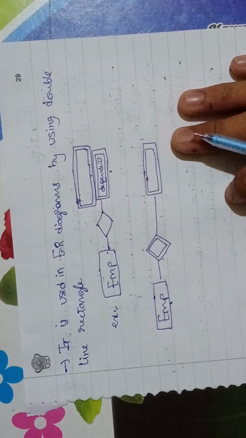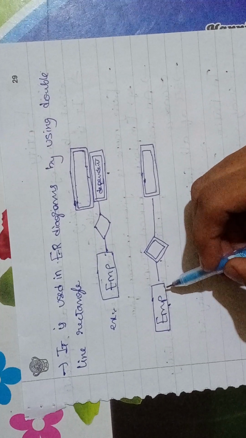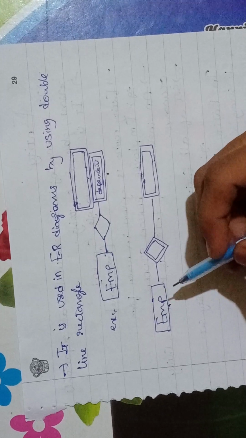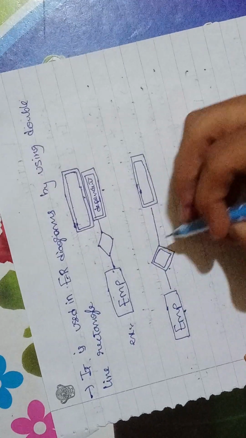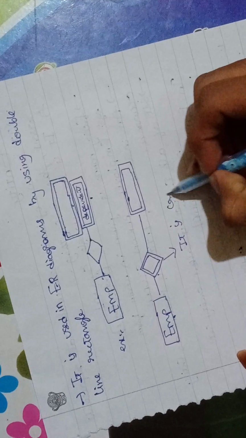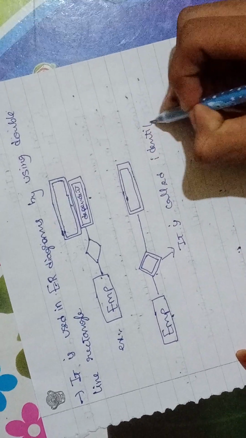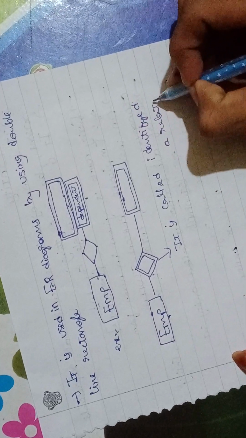Why? Because it shows the relationship of a strong and weak entity. So this double diamond symbol is also called the identifying relationship.